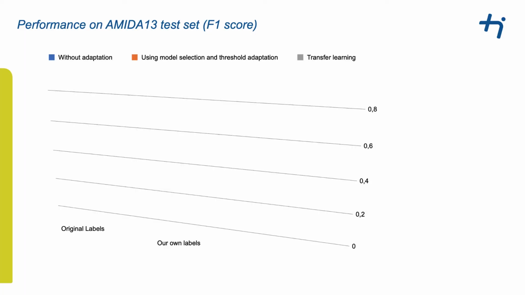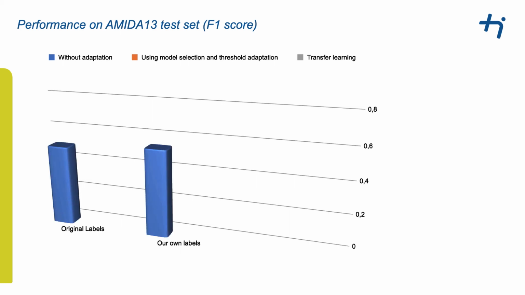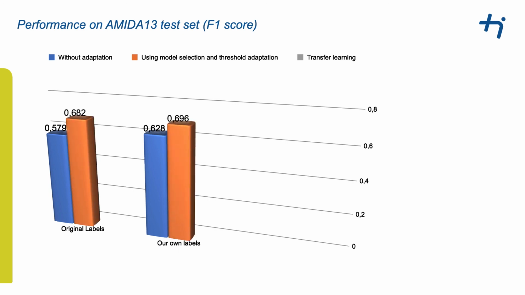If we train a dual-stage model on our dataset and run inference on the AMIDA13 test set, we already achieve an F1 score of 0.628. By using model selection and adaptation of the detection threshold, we can increase that to 0.696, and using transfer learning with the AMIDA training set, to 0.733.